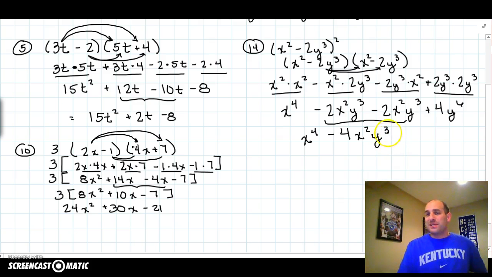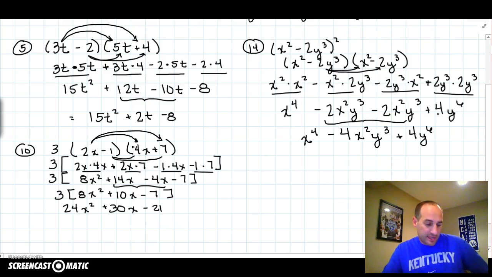Notice I didn't change that. This is something people screw up a lot when they're grouping things that have exponents. X squared and x squared, still x squared. Y cubed, still y cubed. So that's why it goes together like that. Then finally, our 4y to the 6th at the end of all that. So that is number 14 on your assignment.